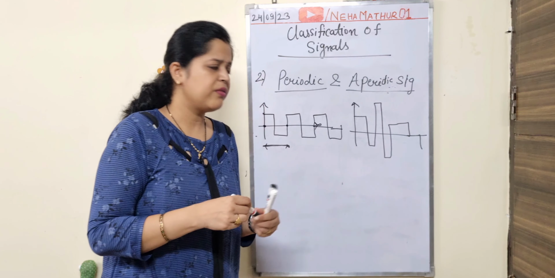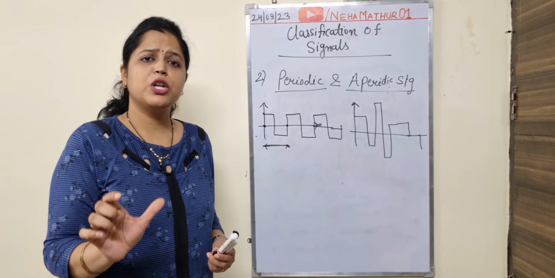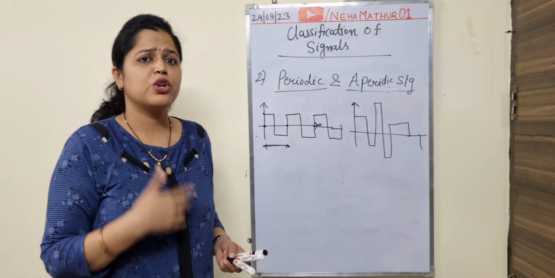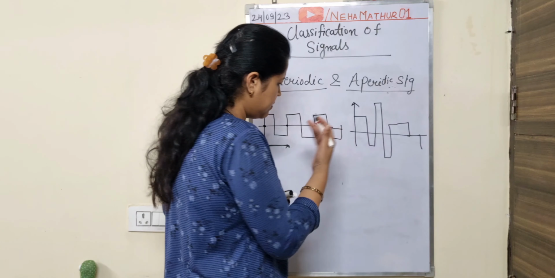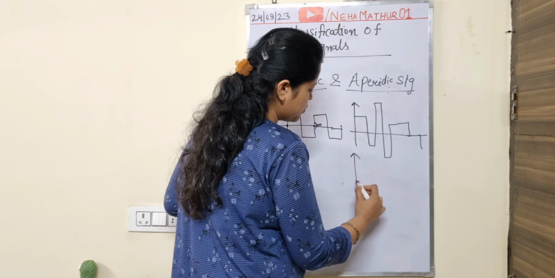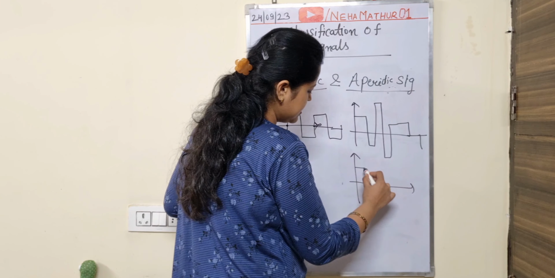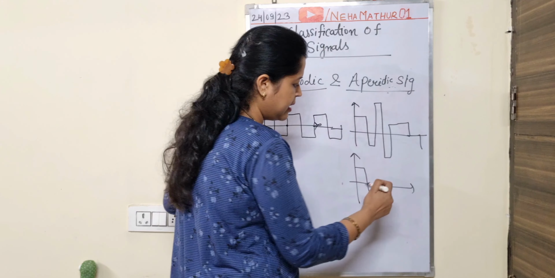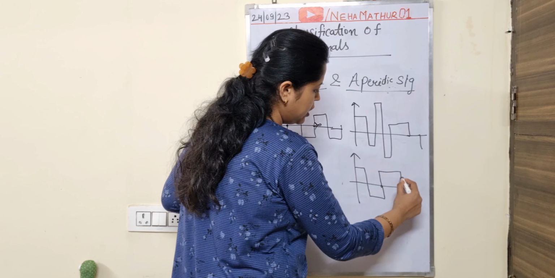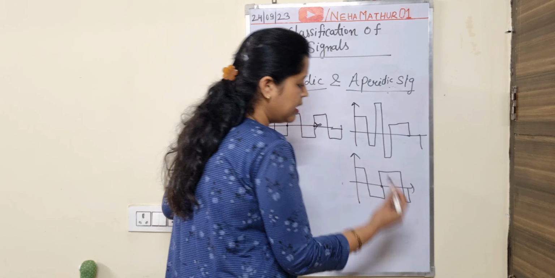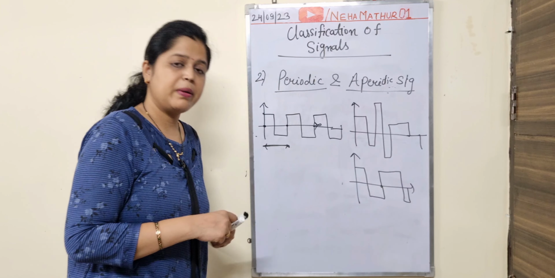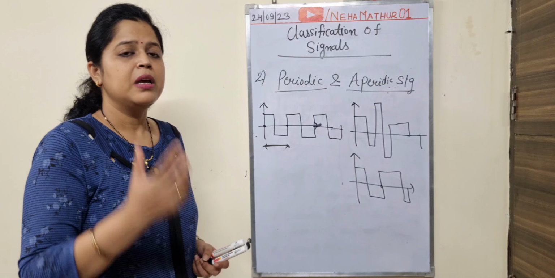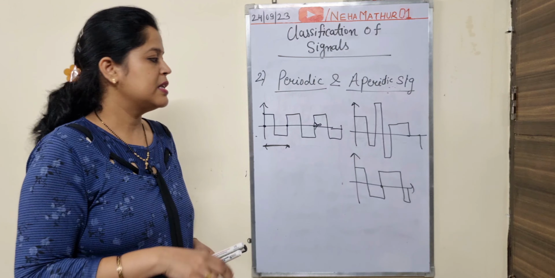in which you do not have a particular time period for the repetition of that signal. With reference to that square wave, I can draw it like this. This is the first unique pattern. This unique pattern is not repeating. If this unique pattern is not repeating after a fixed period of time, this signal comes under the category of aperiodic signal. Fine. So this is about the periodic and aperiodic signal.